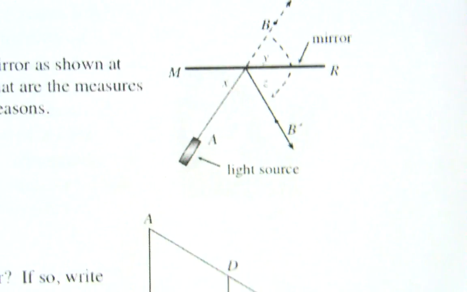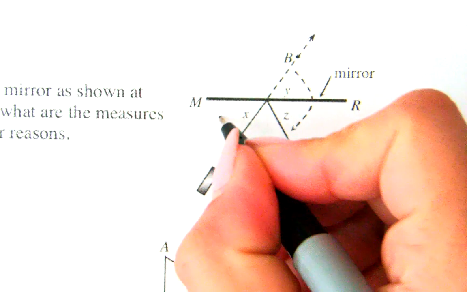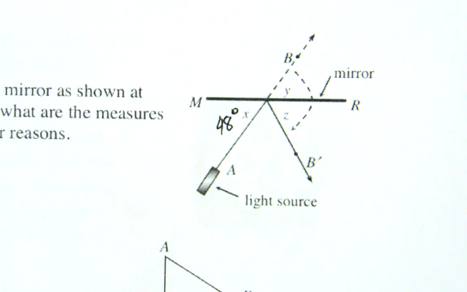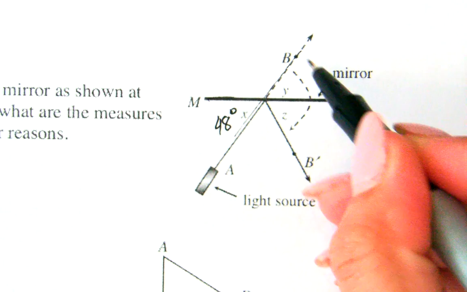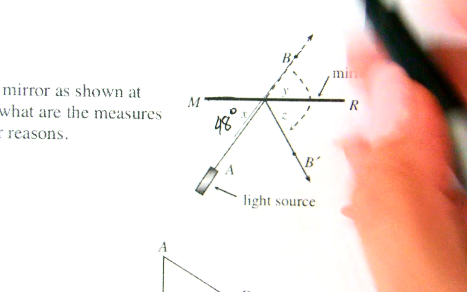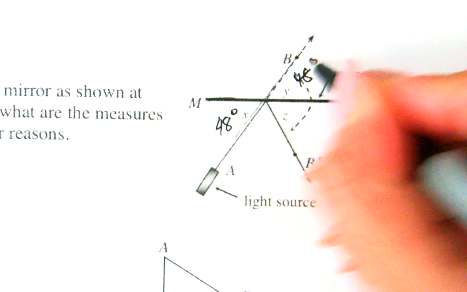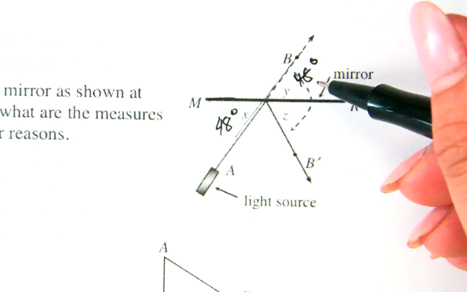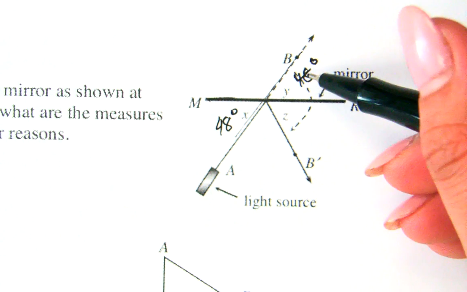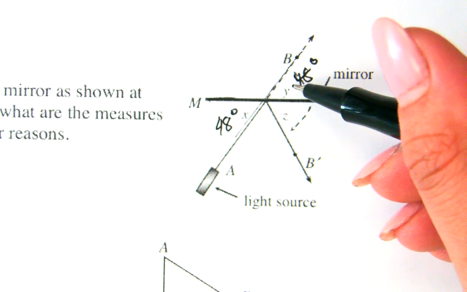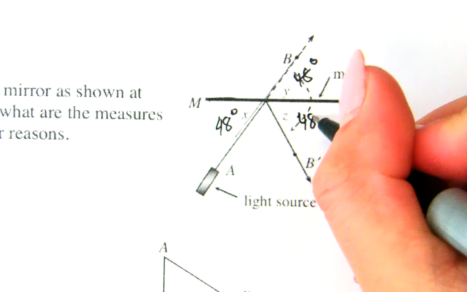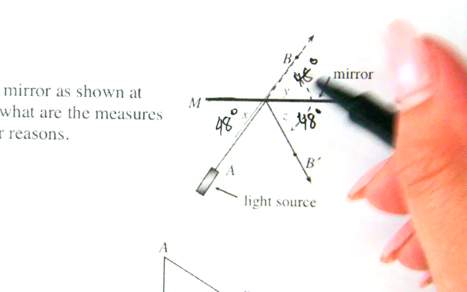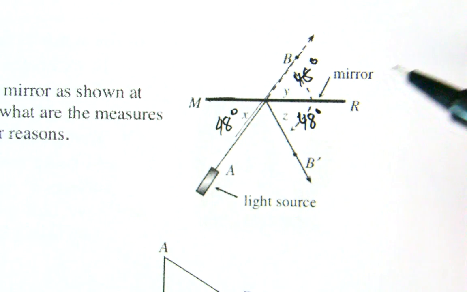So if x is 48 degrees, here we go, 48 degrees. We have a vertical angle: x and this one right here are going to be vertical to each other, so that means y is also 48 degrees. And then because you're looking in the mirror, this 48 degree angle is going to be reflected in angle z. So this is going to be 48 degrees also. So all three of them are going to end up being 48 degrees.